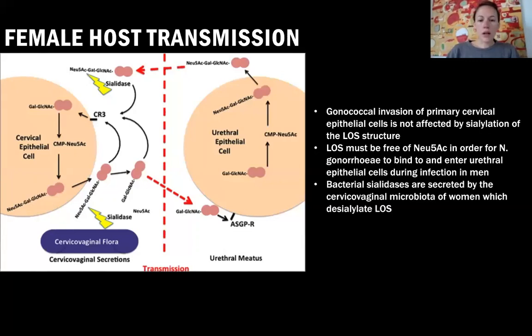Women with gonococcal infections have levels of sialidases present in cervicovaginal microbiota that can result in desialylation of gonococcal LOS, which enhances successful transmission from men to women. Next slide, please.